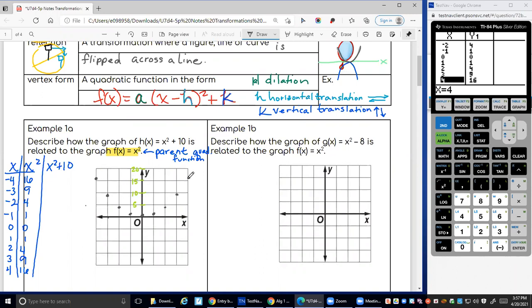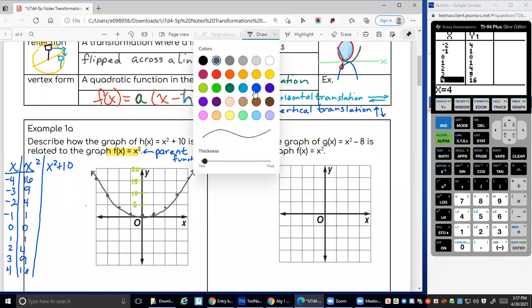And you know, graphs are not exact, and that can be good or bad. But essentially, we want to try and make it curved and something like that. That's our parent quadratic. Okay? So now let's get started with the plus 10.